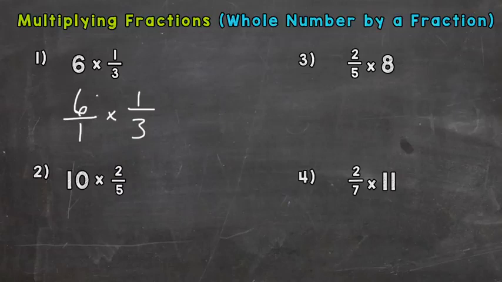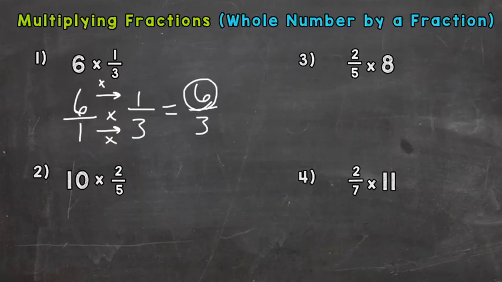When we multiply fractions, all we do is go straight across. Numerator times numerator, denominator times denominator. So 6 times 1 is 6, and 1 times 3 is 3. So we get 6/3. Now that's an improper fraction, meaning the numerator or top number is greater than the denominator. So what we do is we divide the numerator by the denominator. So 6 divided by 3, and that's going to give us a whole number answer.